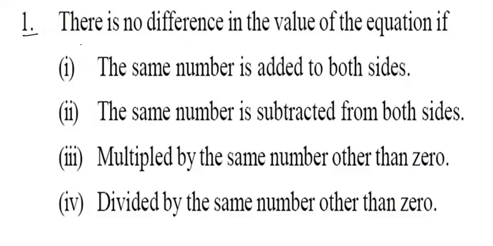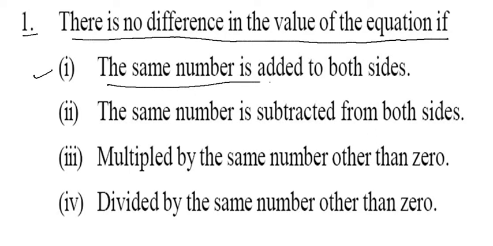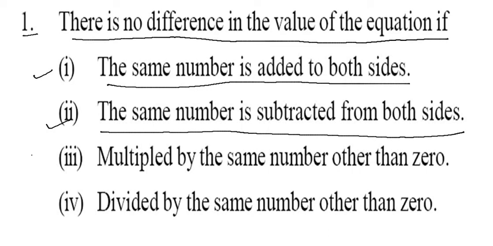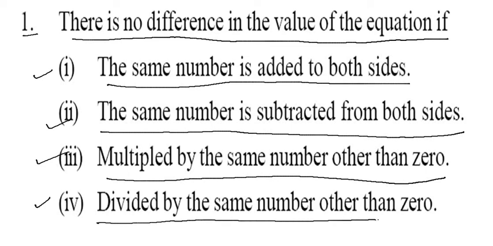First, there is no difference in the value of the equation if the same number is added to both sides; second, the same number is subtracted from both sides; third, both sides are multiplied by the same number other than 0; and fourth, both sides are divided by the same number other than 0. So there is no difference. Let us see how we can transfer the signs.